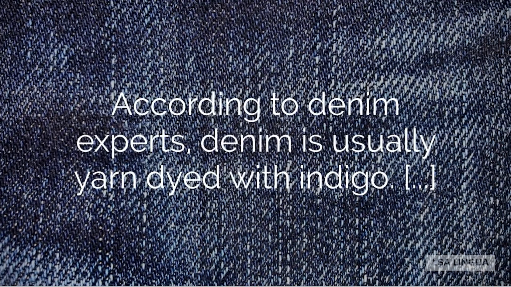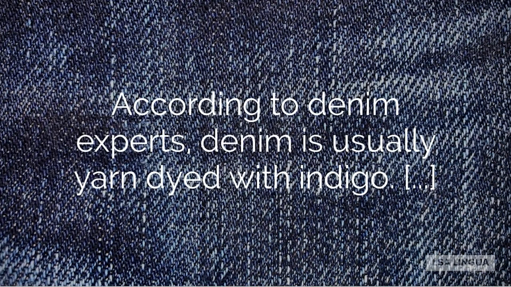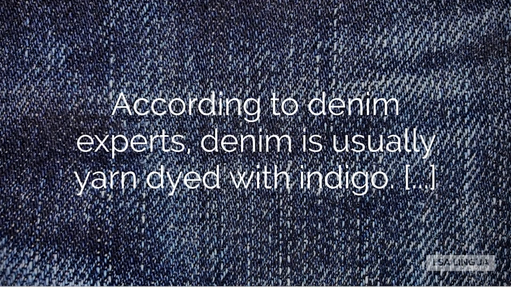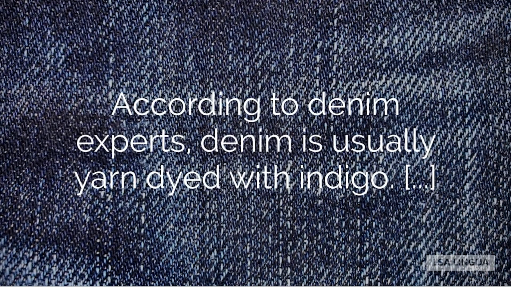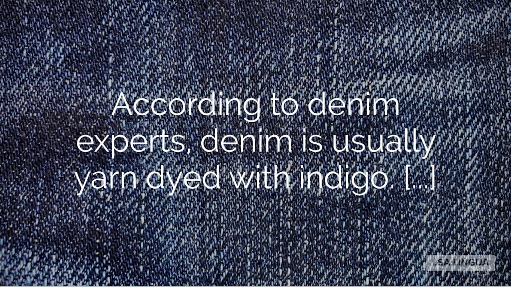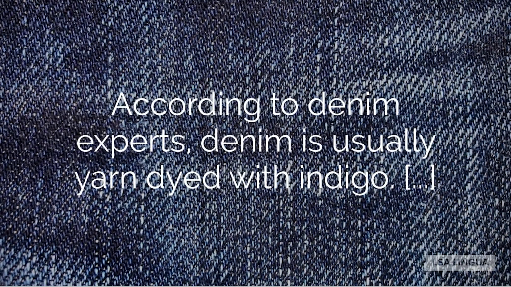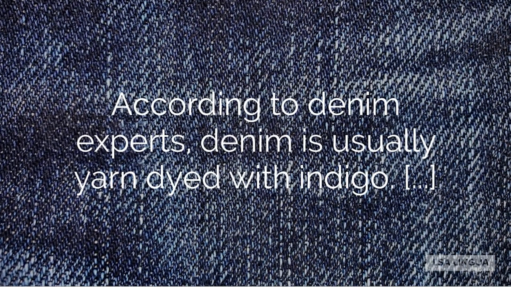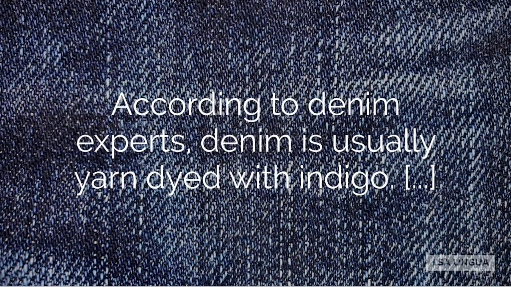Well, according to these experts, denim is usually yarn dyed with indigo. So if we look at the two types of yarns that we're dealing with, we can say that warp yarns are dyed beforehand, so before they're actually woven into the fabric, whereas the weft yarns are either undyed or bleached beforehand.